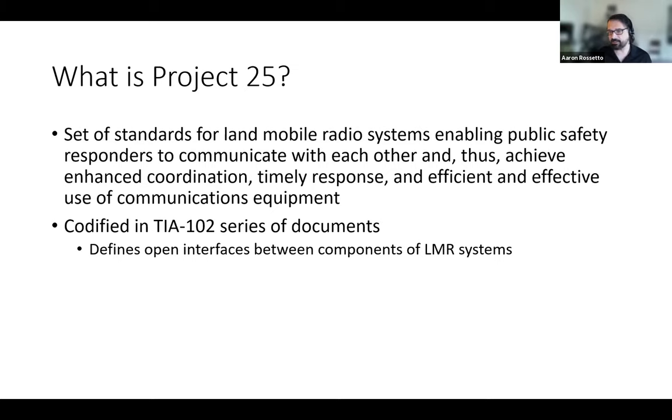And all of these standards are codified in a series of documents from TIA, TIA 102. These are not cheap documents. I believe they are on the order of $100 a piece, and there are quite a few of them. Now, fortunately, you can do some Google searches and find them, and there's a lot of information out there. But this is a very large set of documents that defines a set of open interfaces between components of land mobile radio systems so that they are explicitly able to interoperate with each other.